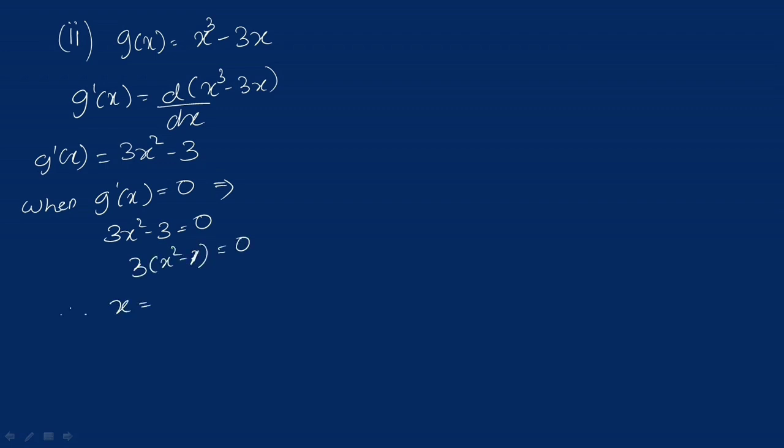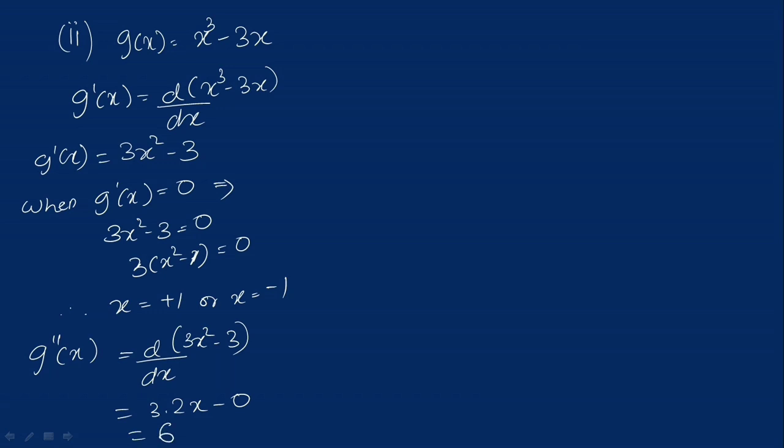When g dash of x becomes 0, that is 3x square minus 3 equal to 0. Taking 3 outside, 3 into x square minus 1 equal to 0. So we have x square minus 1 equal to 0, so x has the value plus 1 or minus 1. Now g double dash of x is d by dx of 3x square minus 3, that is 3 into 2x, that is 6x.